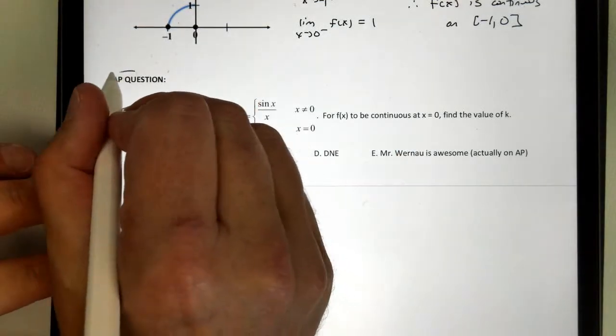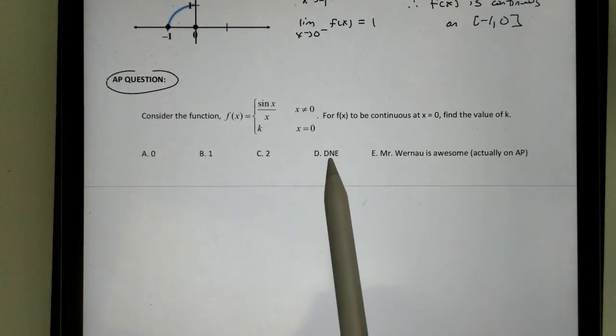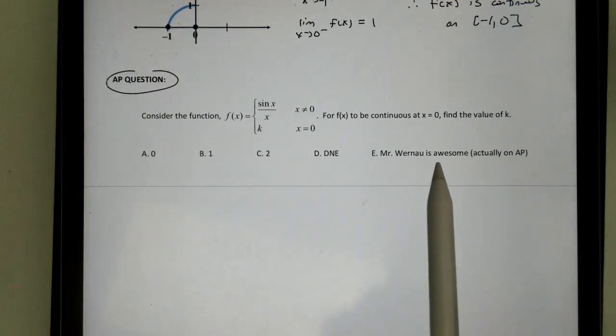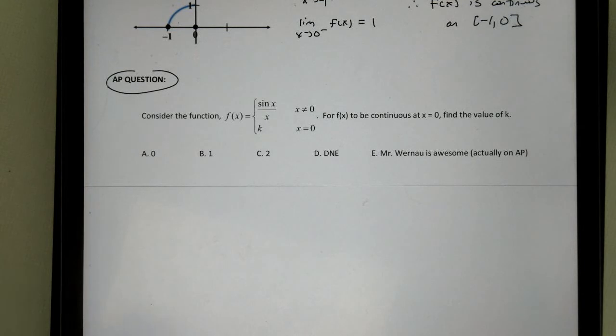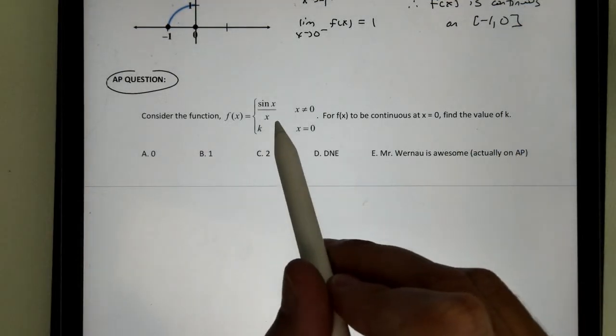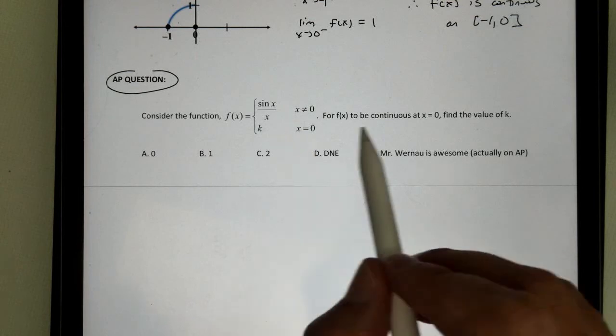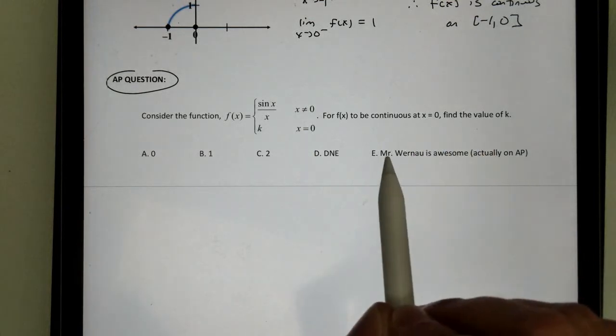Now, this came on the AP test. And they gave us the choices: 0, 1, 2, D and E, or Mr. Warnell's awesome. That actually was a choice on the AP exam. So we want to find out, what does k have to be to make this continuous? Well, it's really kind of simple to do. We're going to talk a lot more about these types of examples tomorrow.